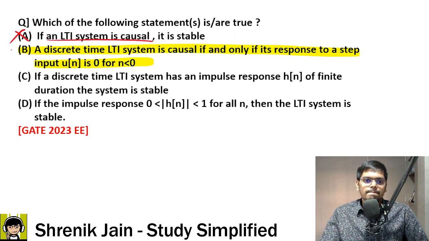Now, option B. A discrete time LTI system is causal if and only if its response to a step input u of n is 0 for n less than 0.